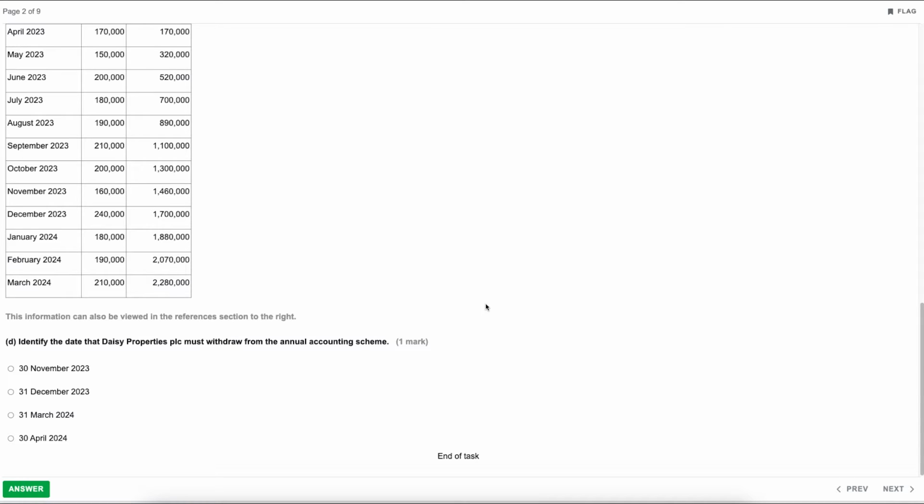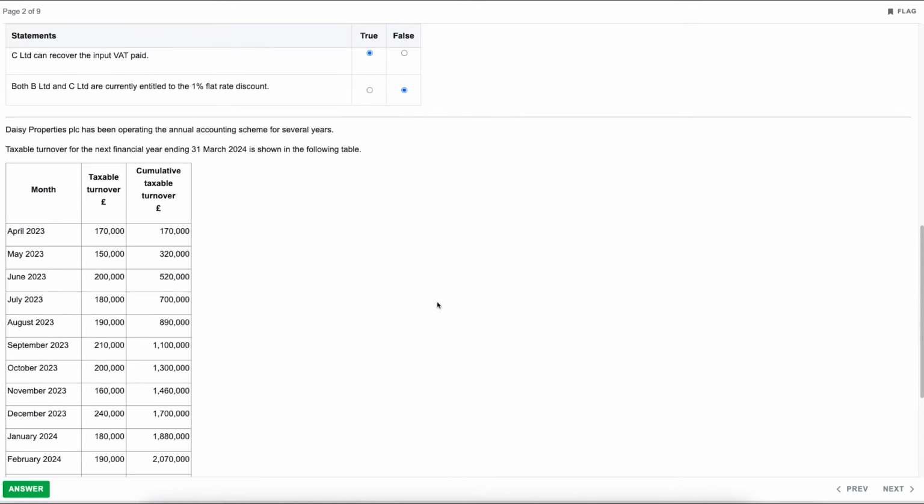So if you are part of the annual accounting scheme, you need to deregister when your taxable turnover hits over 1.6 million. And the requirement is, and this is in the reference material again if you need it, that if you hit that 1.6 million, you must leave at the end of your financial year. So if we scroll up here, it states that taxable turnover for the next financial year, and the financial year end is the 31st of March 2024.